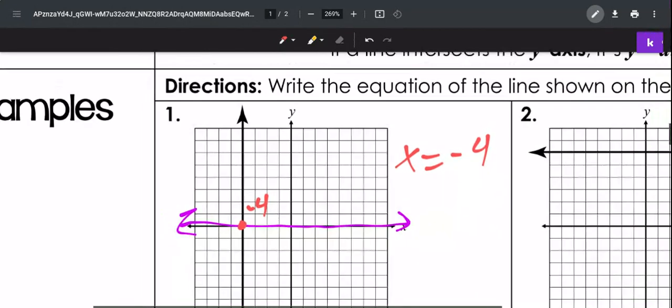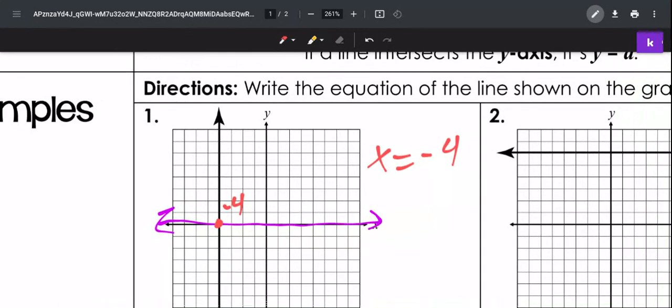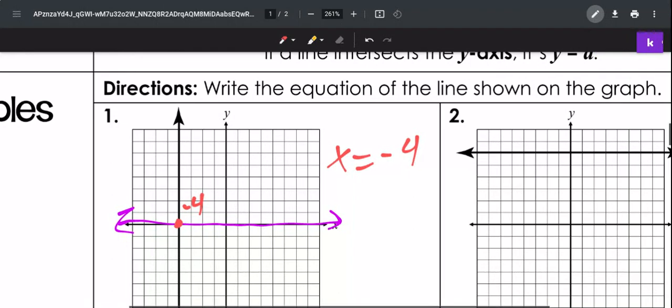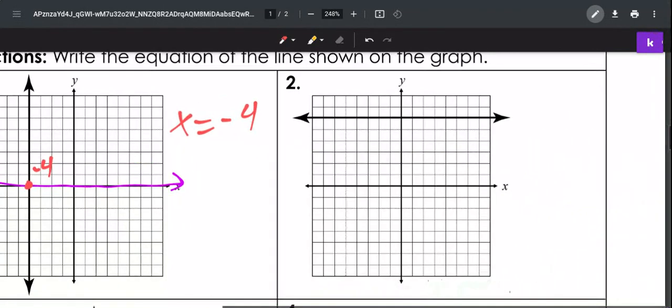All right, let's look at another one, and you can start to do these on your own. Just pause the video, try it, and see if you can get it. All right, so number two. Let's first establish, is it horizontal or vertical? You can answer that. You should have said horizontal. This is going from left to right, so that's a horizontal line.